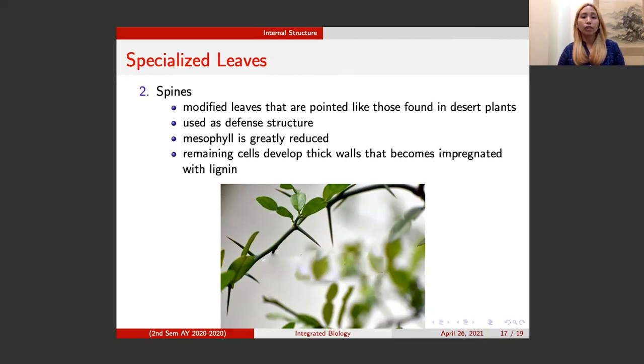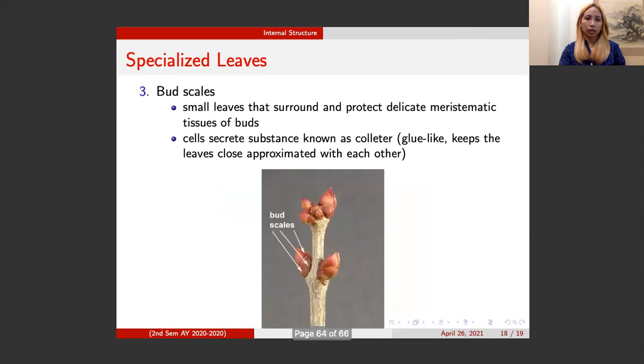Their mesophyll is greatly reduced, as you can see, kasi medyo woody na din sila in nature. And remaining cells develop thick walls that become impregnated with lignin. Lignin makes any structure highly sturdy. No? Kaya parang matigas sila. It's highly because most of the cells of spines are highly lignified. So this is another example of specialized leaf.